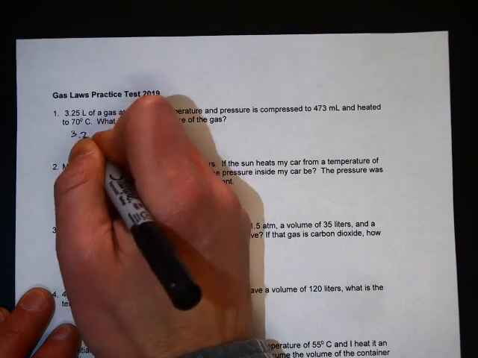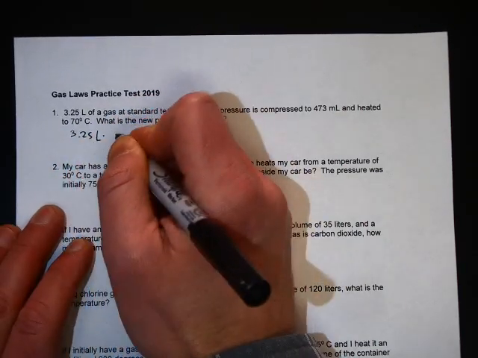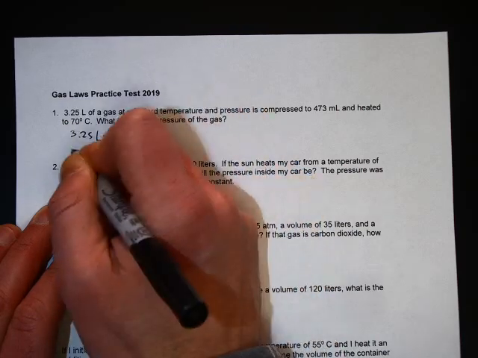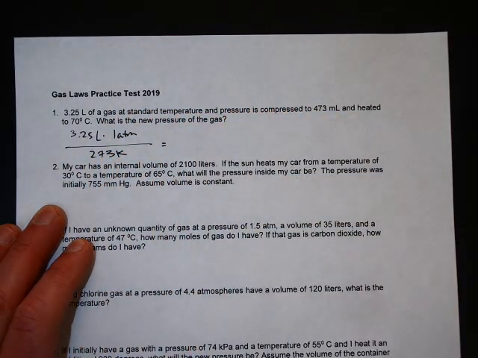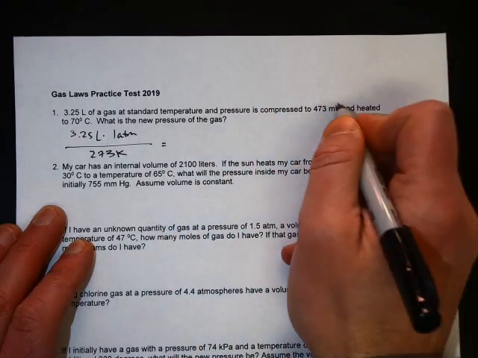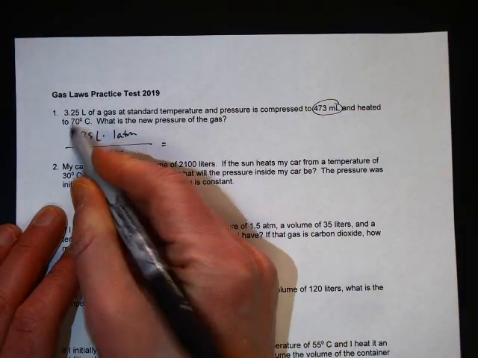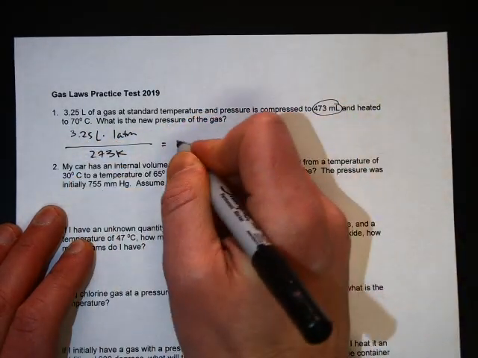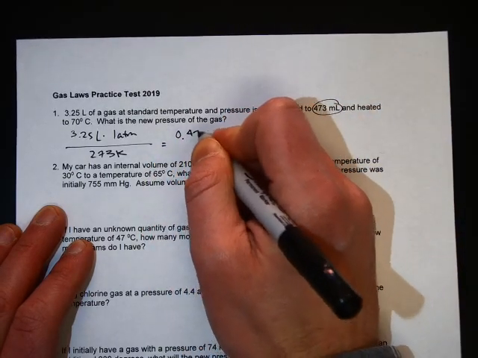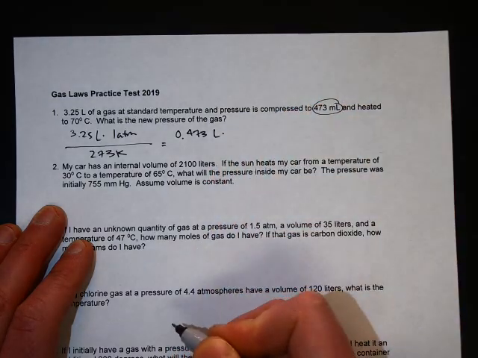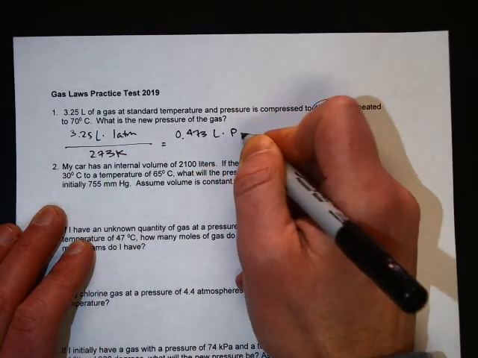So you take your 3.25 liters. Standard pressure is 1 atm. Standard temperature is 273. And then this has to match. So if this is in milliliters and this one is in liters, you make them the same. You can't just plug them in. So convert it to liters by dividing by 1,000. So 0.473 liters. And we're looking for a new pressure of the gas.